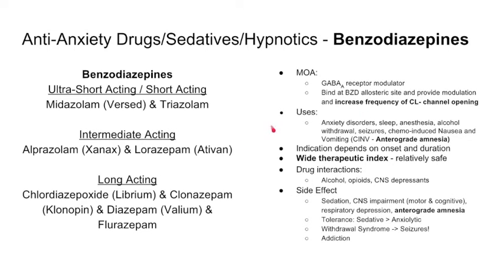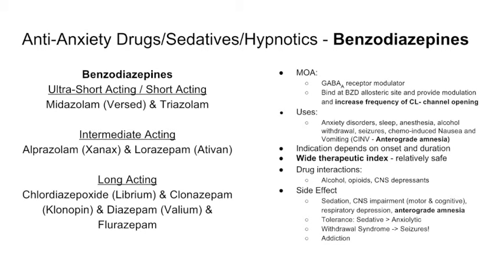They're used for many different things: anxiety disorders, sleep, anesthesia, alcohol withdrawal, seizures, chemo-induced nausea and vomiting. So there are many different uses for benzodiazepines. Their indication is sort of what drives which one you're going to pick, because how fast do you want it to work and how long do you want it to work?